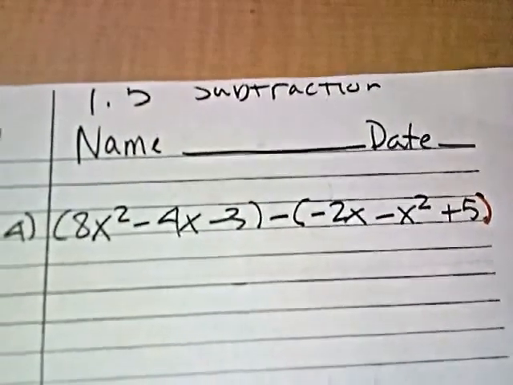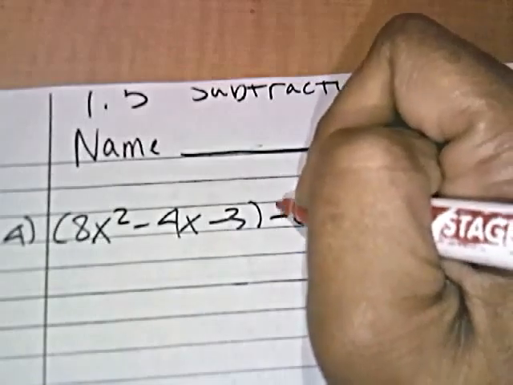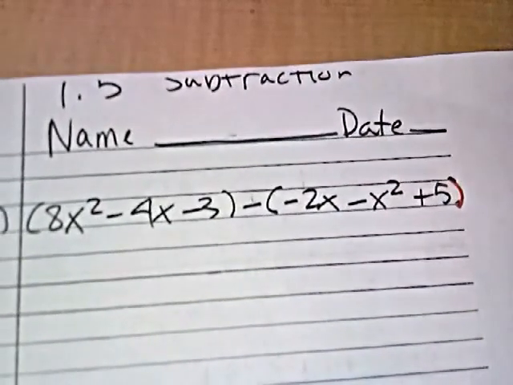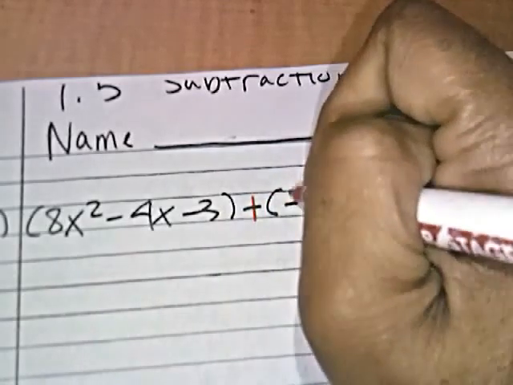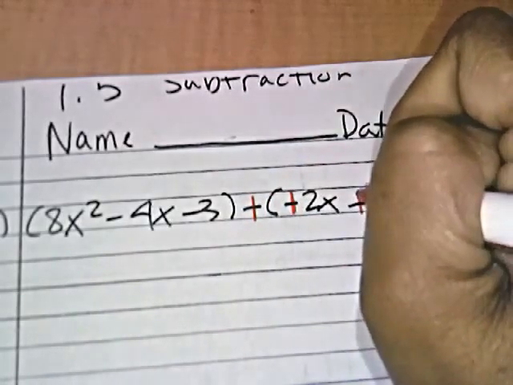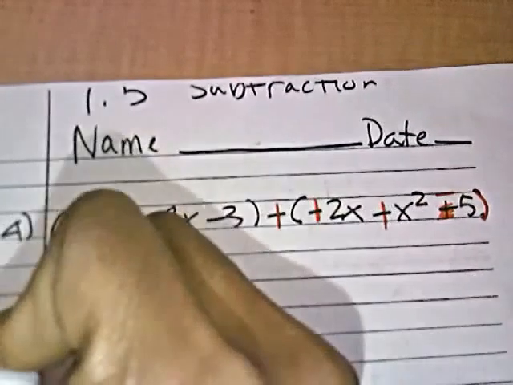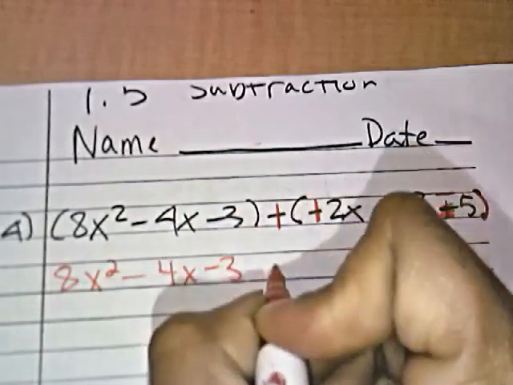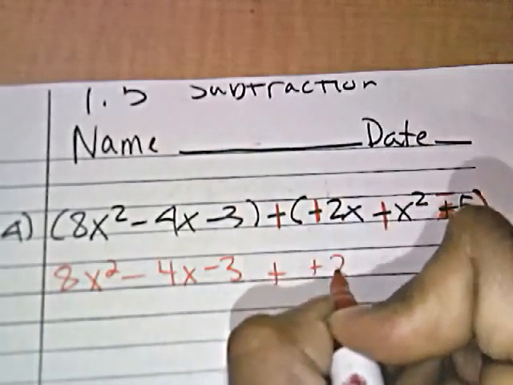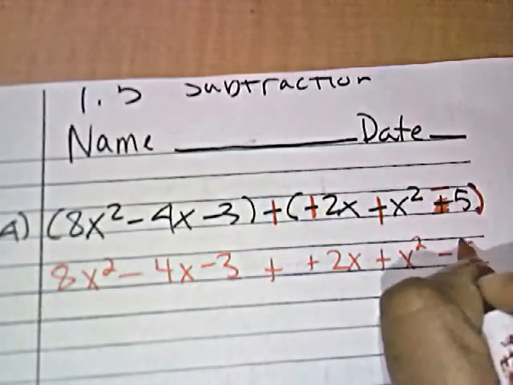Alright, so here we go. I'm going to follow my steps. Change the middle sign. You should have already done this because you have this. So change the middle sign. This becomes positive. This becomes positive. This one goes away and becomes negative. I'm going to rewrite that. The first part stays the same. Plus 2x plus x squared minus 5.